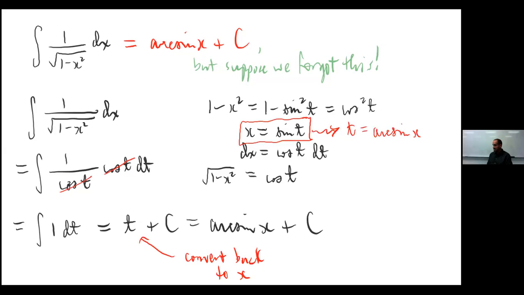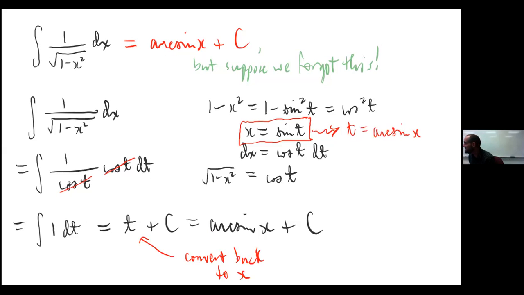Do you see what I'm saying? So the trig substitution idea is telling us what the answer is to that antiderivative again, and also what the derivative of arcsine has to be. So that's interesting. Any questions on that?